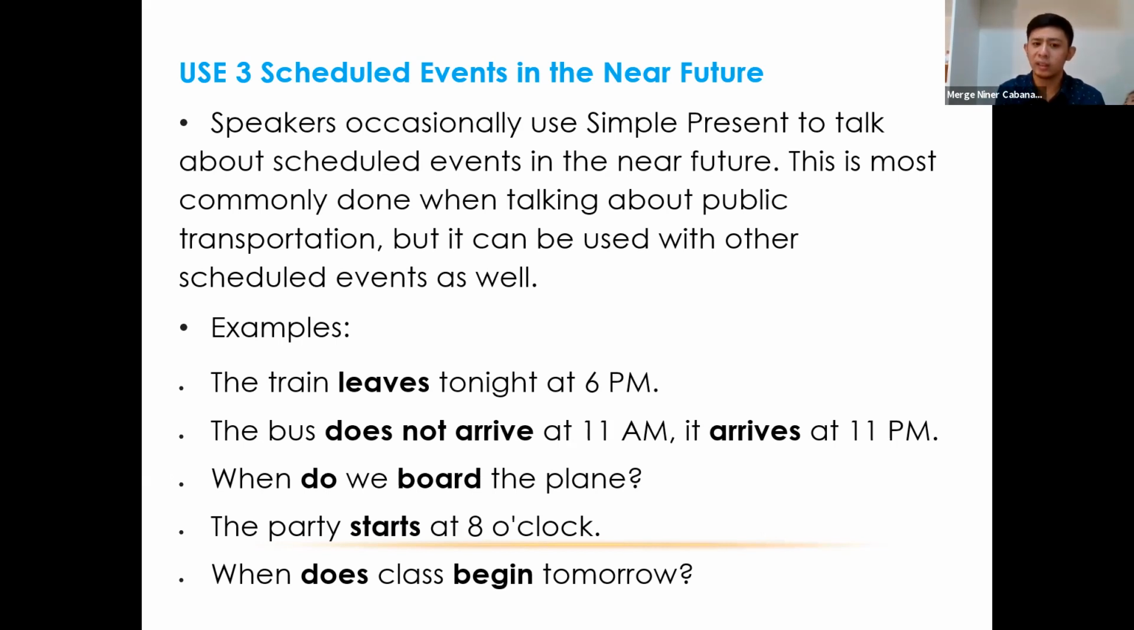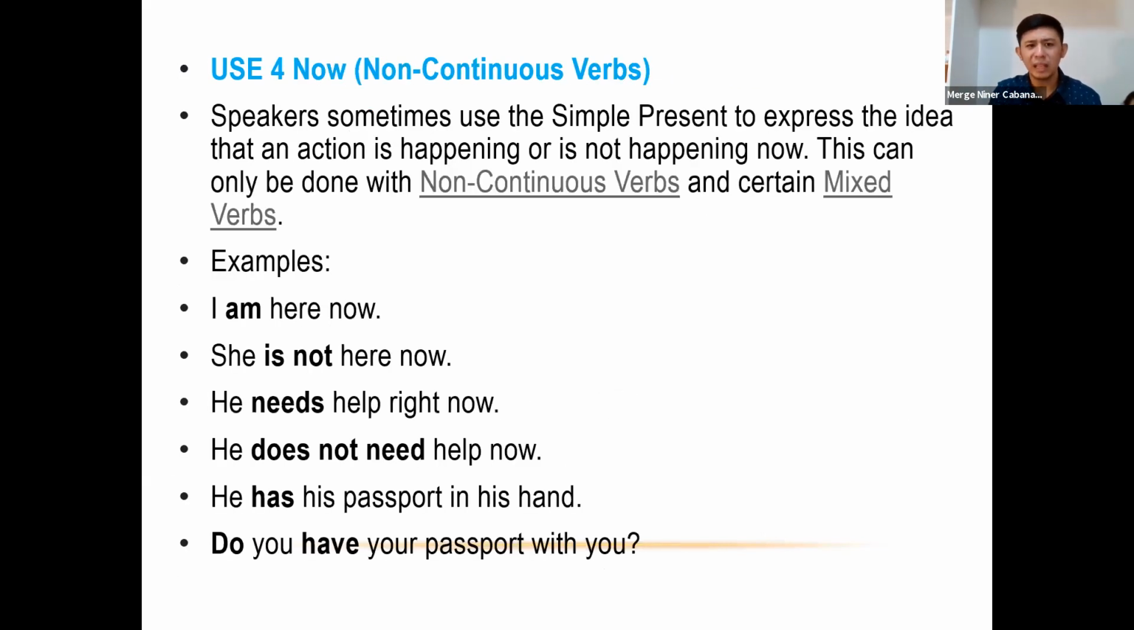Once again, when does the class begin tomorrow? All right, the class begins tomorrow at 9. So that is a scheduled event in the near future, it is included in our simple present form. Now, we also use, remember this, we also use the simple present to express the idea that an action is happening or not happening now.